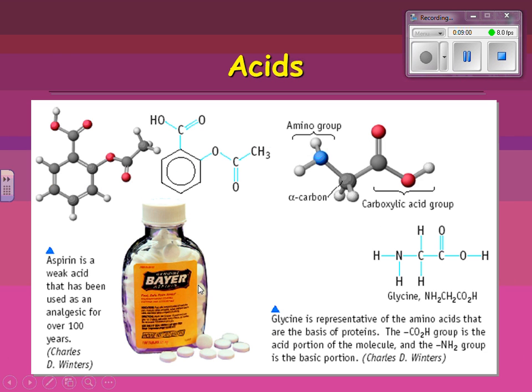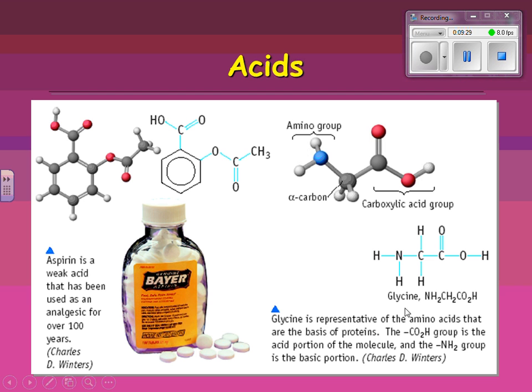Now, we also have Bayer. Sometimes you might have a grandparent, or maybe even a parent, that has a heart condition. They a lot of times will take Bayer aspirin to help with that. But aspirin is another weak acid, has been used as an analgesic for over 100 years, and analgesic is talking about pain relief. Amino acids over here, glycine, represent the amino acids that are the basis of all proteins.